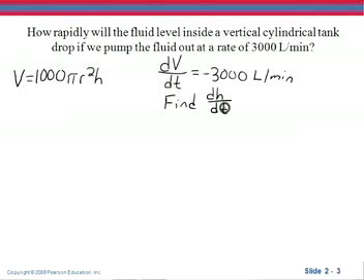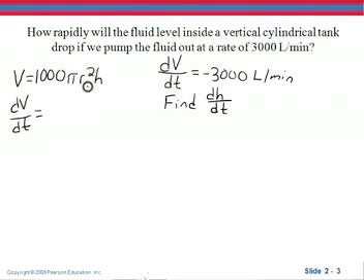Okay, once we look at what we're given, what we want to find, and come up with an equation, then we're going to differentiate. We're going to take the derivatives of both sides with respect to time. So here, the derivative of the left-hand side will be dV/dt, the derivative of the volume with respect to time.